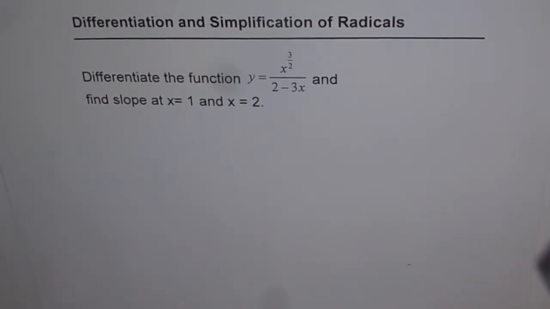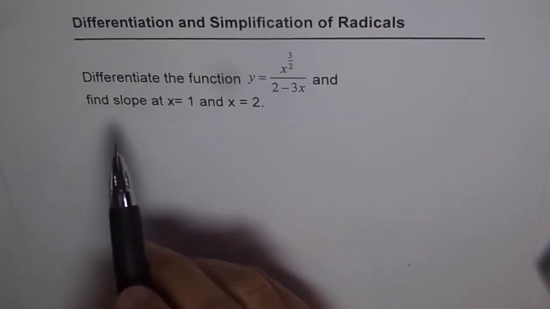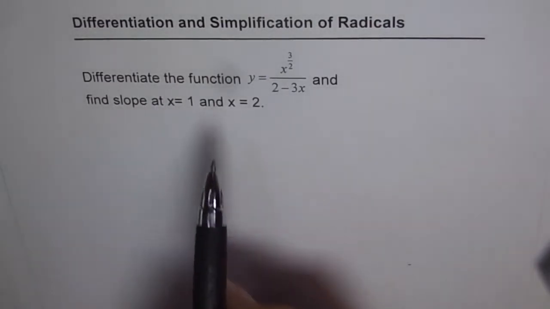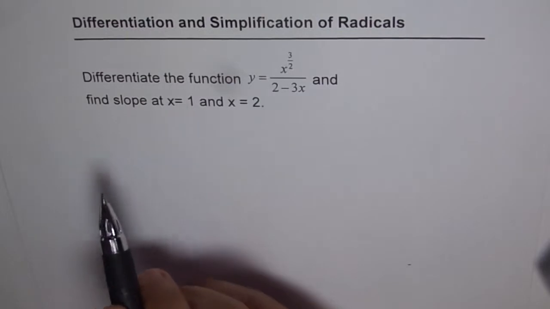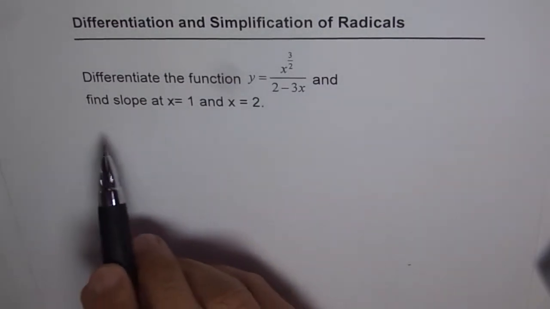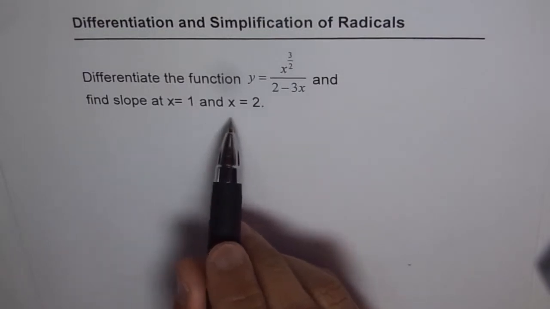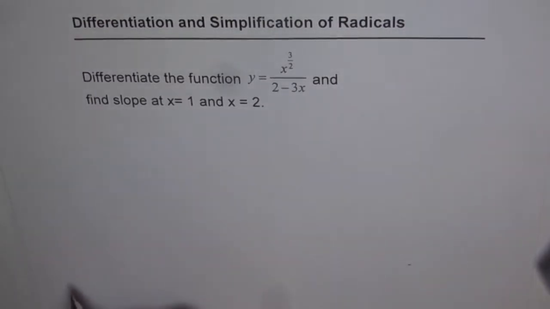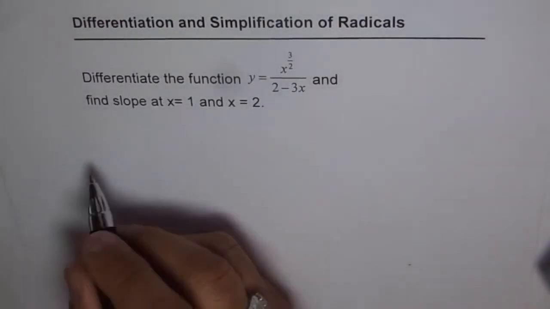Now let's take a few examples where we need to simplify radicals. Here we have a question which says: differentiate the function y equals x to the power of 3 over 2 divided by 2 minus 3x, and find the slope at x equals 1 and x equals 2, right? Now to find the slope we need to differentiate this function.